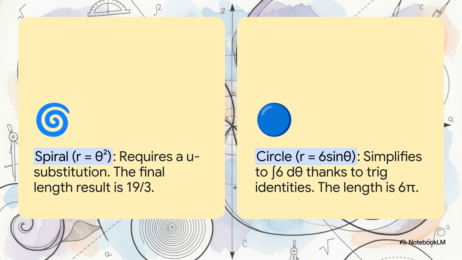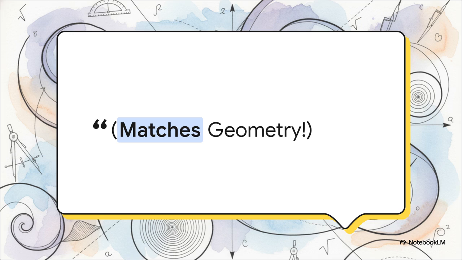Let's put two curves side by side. On the left, a spiral, r equals theta squared. The setup is identical, but the integral you get needs a u substitution to solve it, and we end up with a length of 19 over 3. Now on the right, look at this circle, r equals 6 sine theta. This is where the magic happens again. The sine squared and cosine squared terms pop up, add to 1, and leave us with the integral of the square root of 36, which is just the integral of 6. And the final answer for that circle is 6 pi.